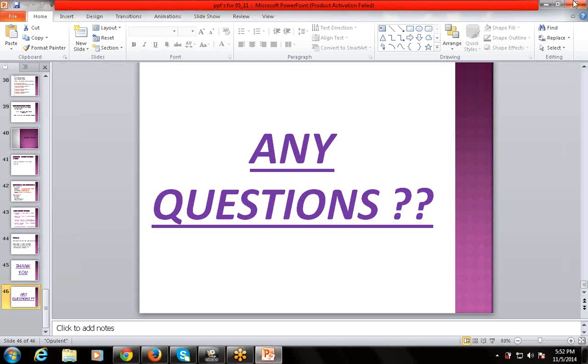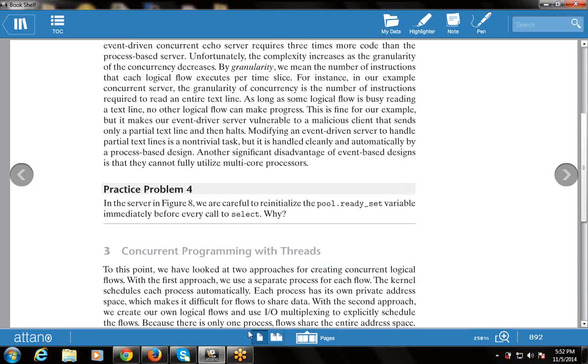In tomorrow's class, I will be starting with your next topic, that is concurrent programming with threads, that is how concurrent programming is maintained with the help of threads.